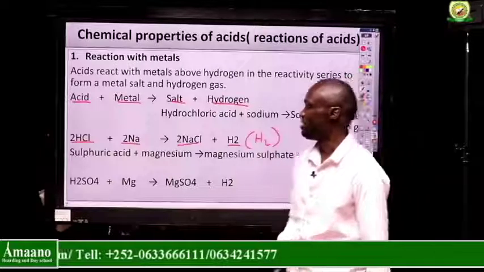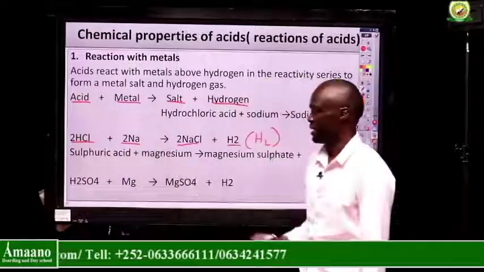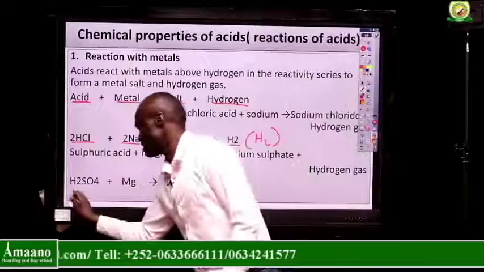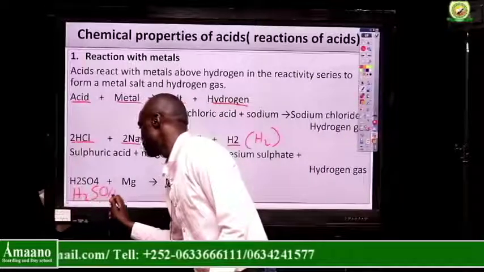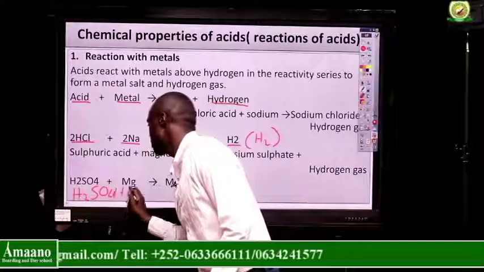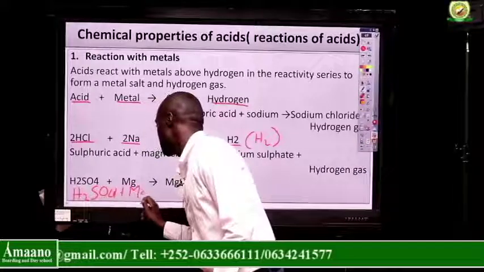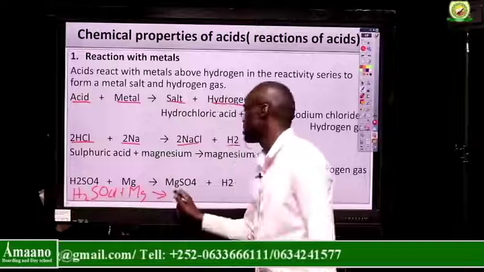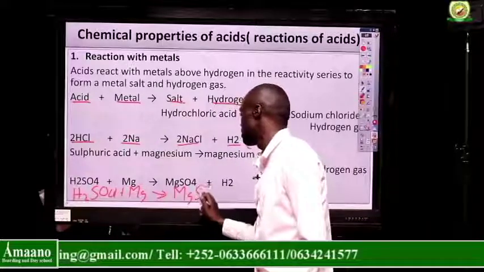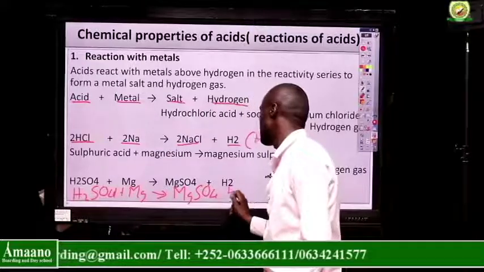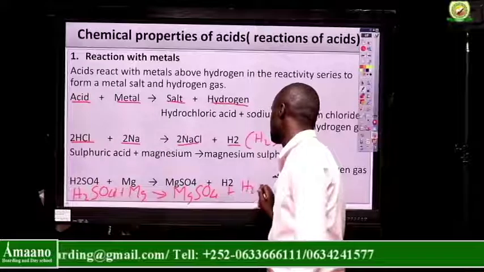Another example, we have sulfuric acid reacting with magnesium. This is our sulfuric acid, if I can write it in a proper way, reacting with magnesium, giving us magnesium sulfate and hydrogen gas.